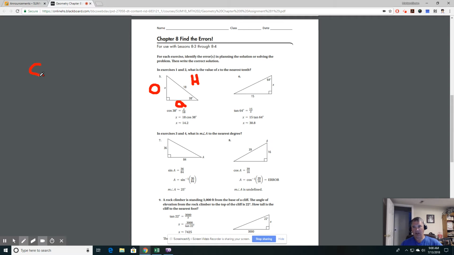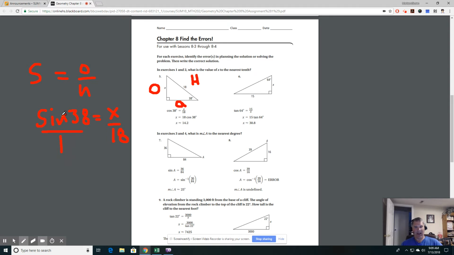Opposite and hypotenuse. The trig function that has opposite and hypotenuse in it is sine. We have opposite divided by hypotenuse. So in this case, sine of 38 degrees equals opposite divided by hypotenuse. Now, when you solve these types of problems, always put a 1 under your sine of 38.